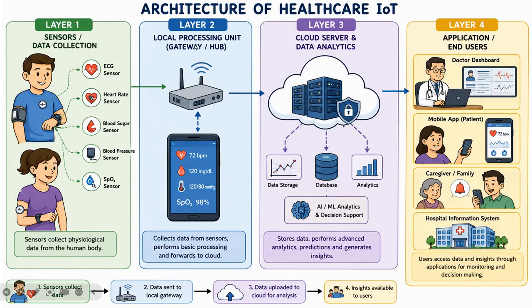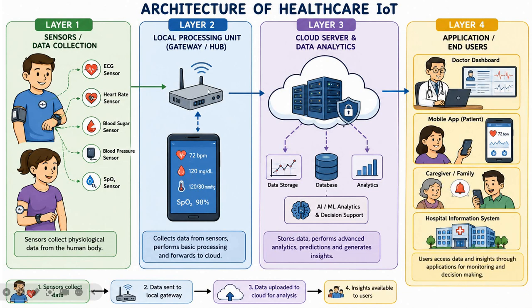Next, we have layer 2, that is the local processing unit, gateway or hub. So here the collected sensor data is transmitted wirelessly to a local processing unit, also called a gateway or a hub. Now this layer is represented by a communication device and a smartphone. This is a communication device and this is a smartphone.